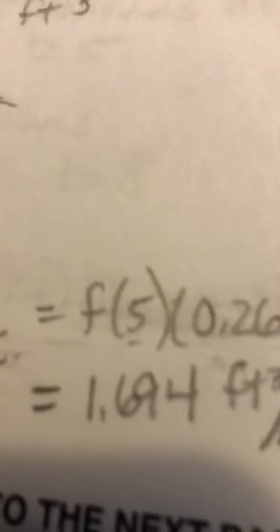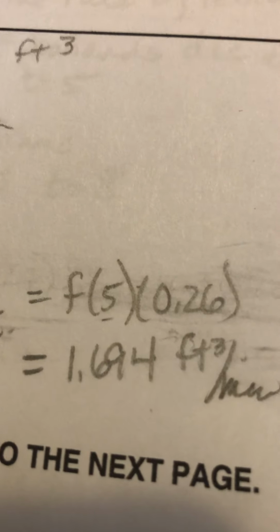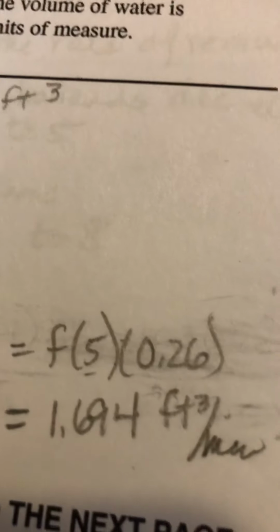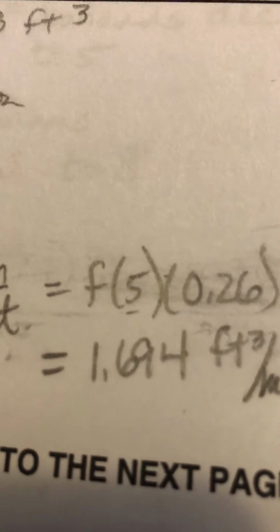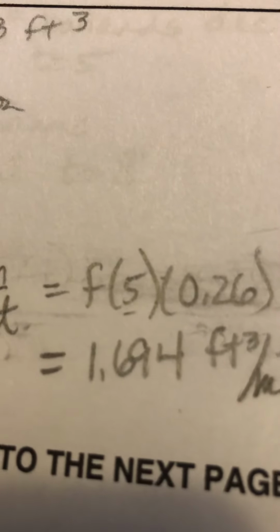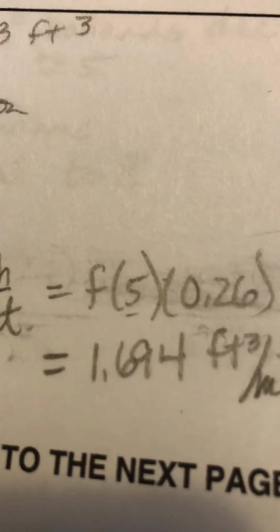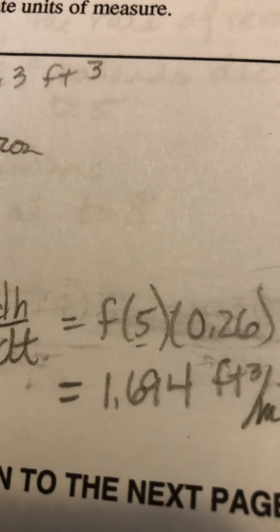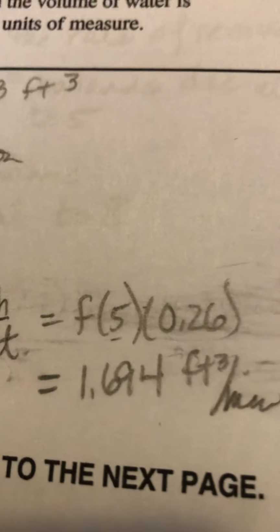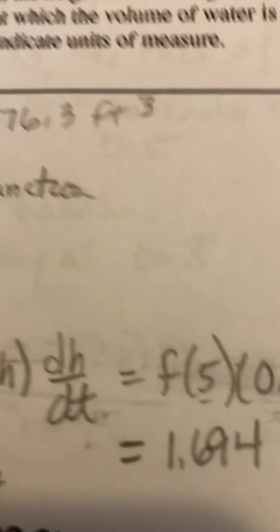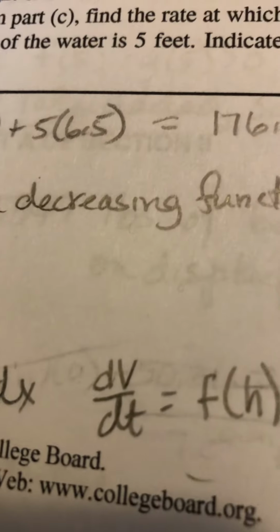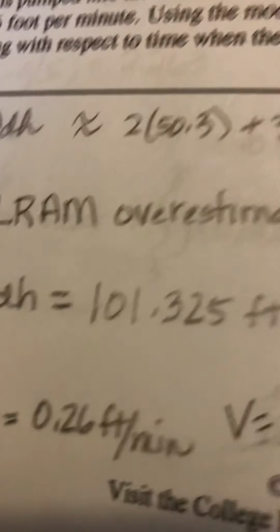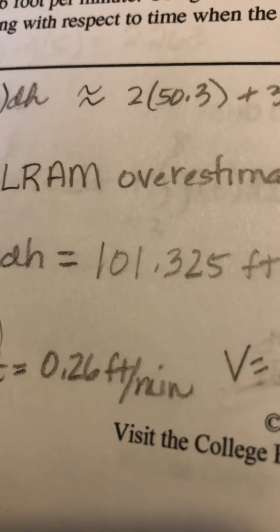So we know we're looking at 5 feet, so it's f of 5 times, we know dH/dt they gave us is 0.26, and again just sub 5 into the function for f, so 50.3 over e to the 0.2 times 5 plus 5, and there we go, we get 1.694 cubic feet per minute. Okay, it's volume, remember it's dV/dt, volume per time. So volume is cubic feet, and we know from dH/dt the time is being measured in minutes.